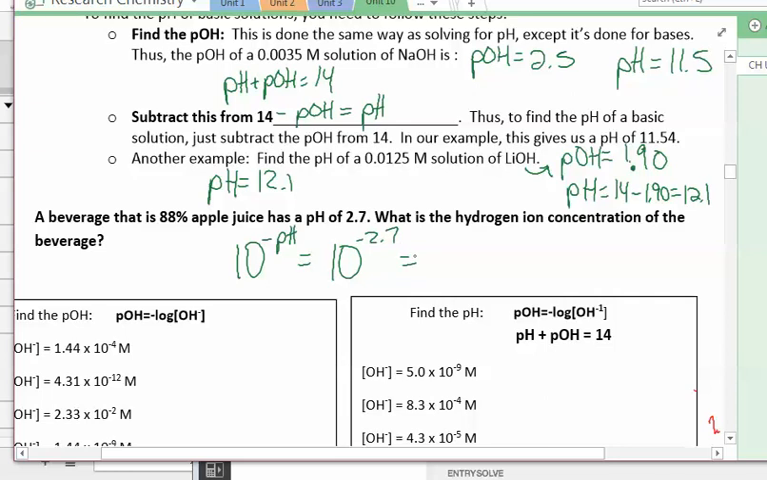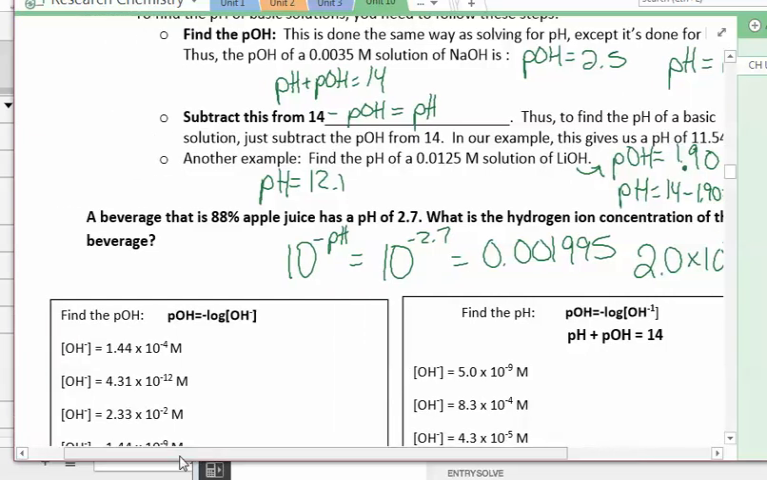Or the anti-log, and I'm going to end up with 0.001995, but we would write that in scientific notation, and we would probably keep 2 sig figs, so we would put 2.0 times 10 to the negative third molarity. So either would be an acceptable answer for us.